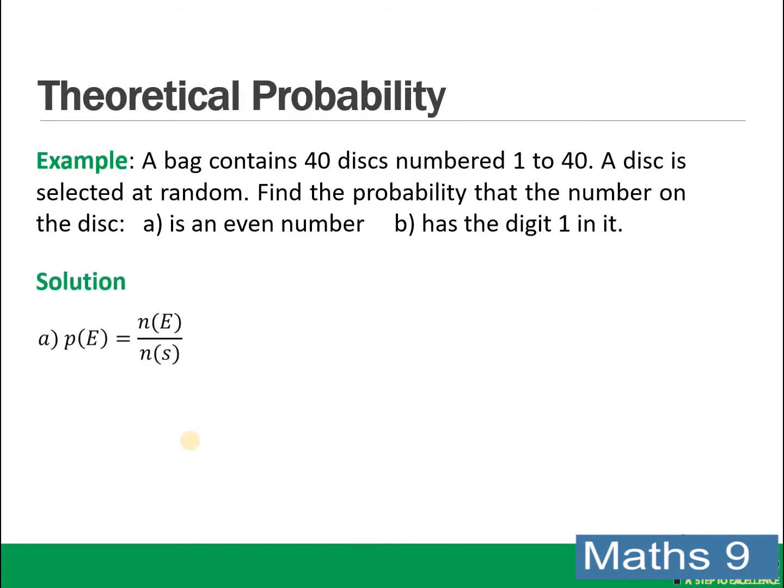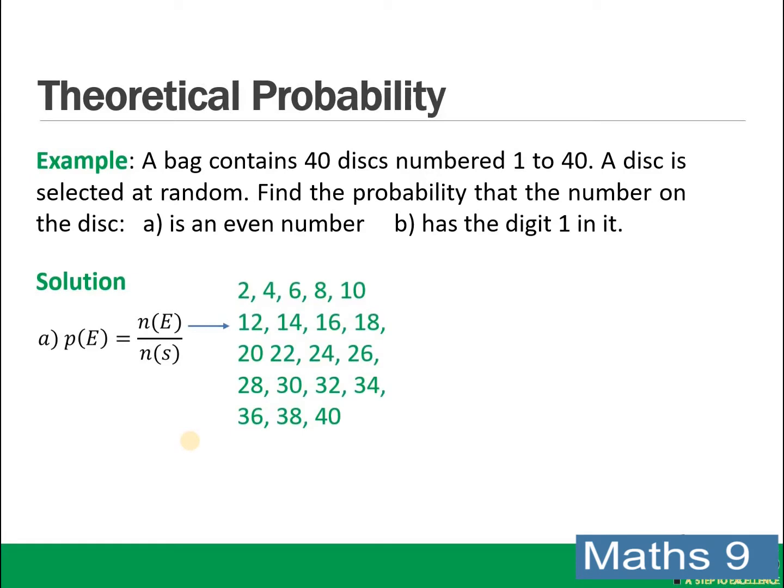The probability of E is equal to the size of the event space divided by the size of the sample space. In this case, the even numbers are 2, 4, 6, 8, 10, 12 and so on up to 40. There are 20 of them. And the total sample space is all the numbers from 1 to 40, so there are 40 of them. So the probability of the event happening is 20 out of 40, or a half.